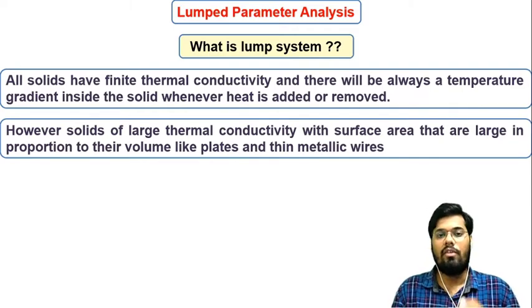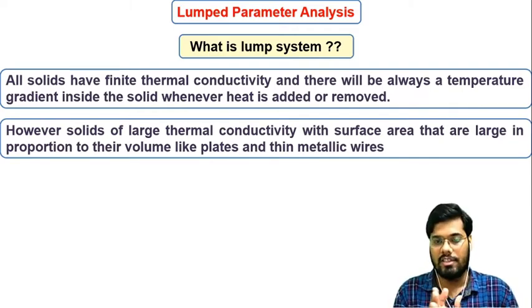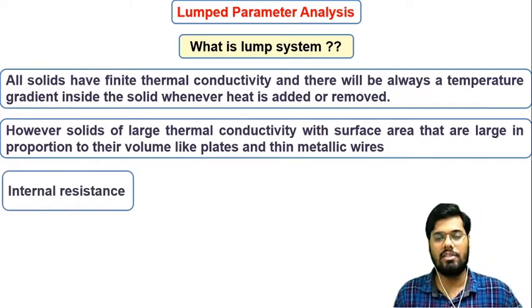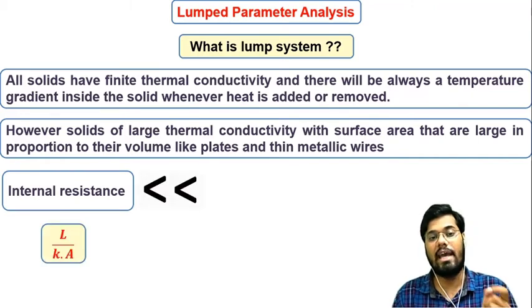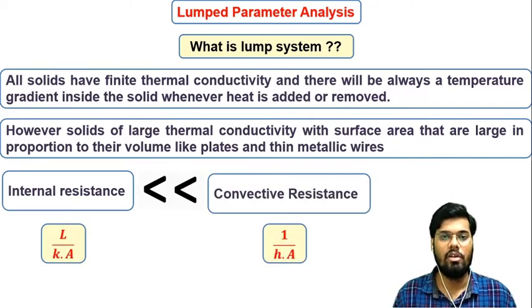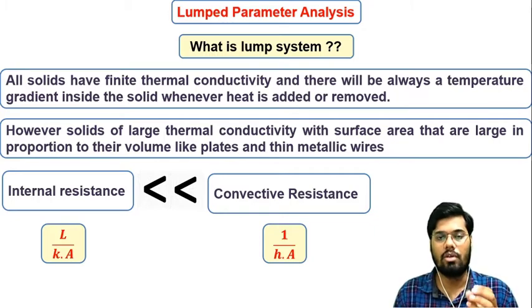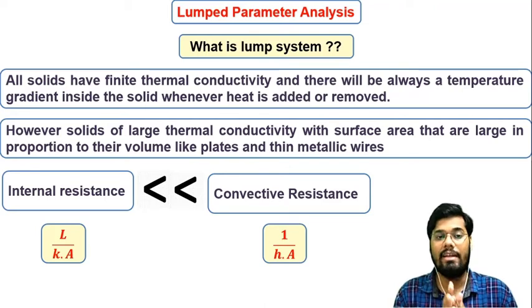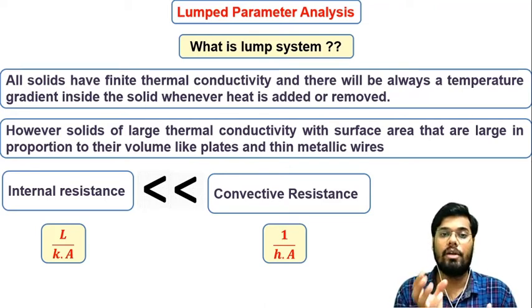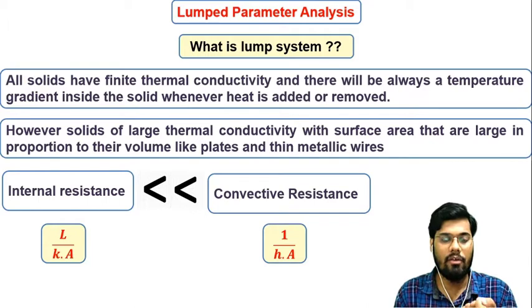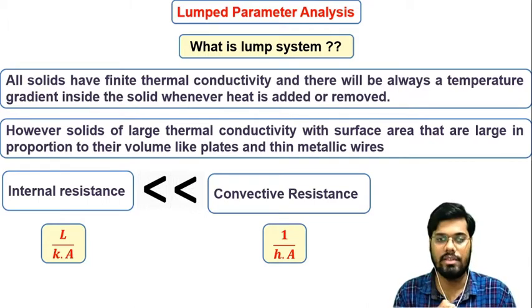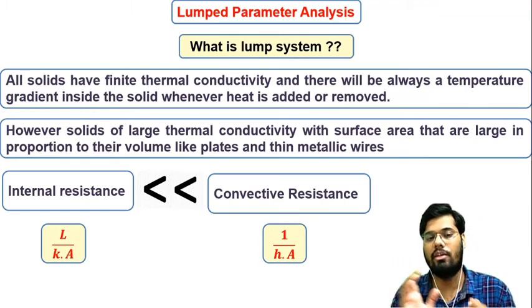However, solids of large thermal conductivity with surface area that is large compared to their volume, like a plate or thin wire, have very little internal resistance compared to the external or convective resistance. So a solid with large thermal conductivity and large surface area compared to its volume has very little internal, or conductive, resistance compared to convective resistance.